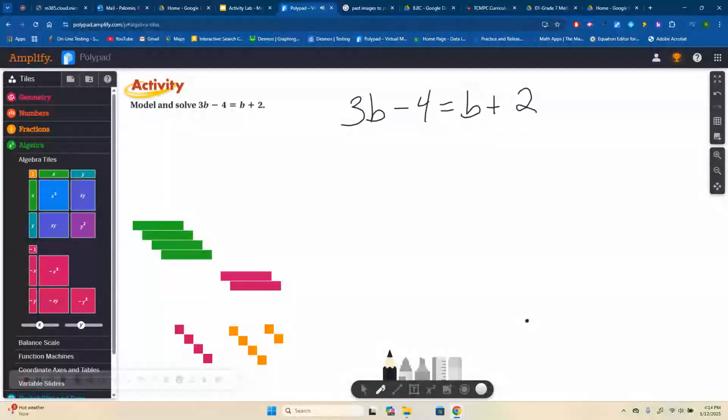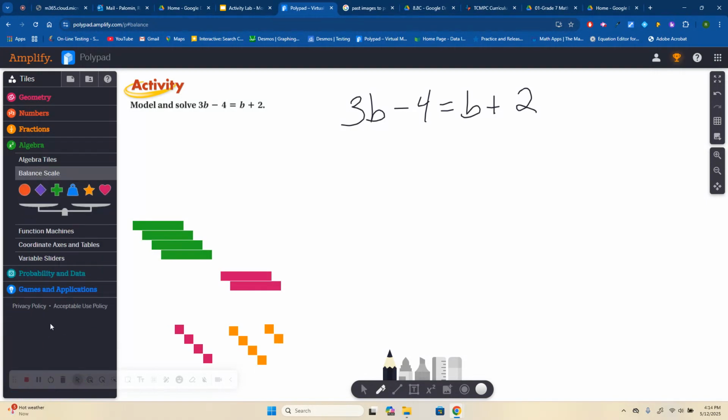Okay, hello everybody. I'm going to be modeling how to use algebra tiles to solve for a variable. What we have here is from your first little activity. We're going to solve 3b minus 4 equals b plus 4. There's a number that we plug in for b that's going to make both sides equal. And before I do anything else, I'm going to bring out this balance scale.